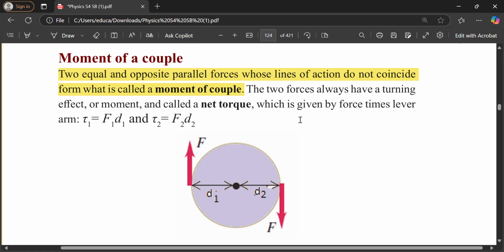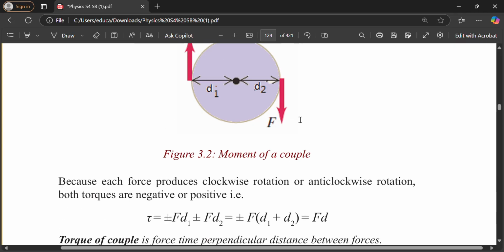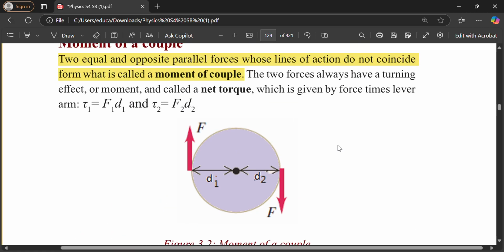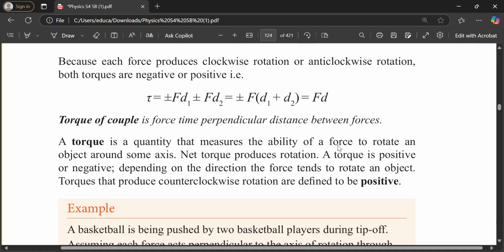So when we apply the moment to them, we have the moment of a couple. You can see it like here: one is going up and the other is going down, but they are equal. Because each force produces clockwise or anti-clockwise rotation, both torques are negative or positive. That is to say, these forces can give clockwise or anti-clockwise motion, so when we talk about their moment, force times distance, it is given either positive or negative, because it could be either anti-clockwise or clockwise.